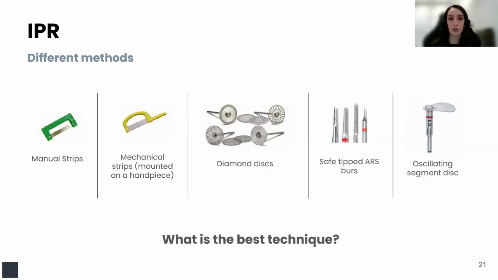For example, manual strips are very widely used. They are generally user-friendly and easy to use. And they are very helpful, especially for post-IPR contouring. However, their problem is that they are very time-consuming, and sometimes it can be difficult to reach posterior contact points while using manual strips. And this is because they are strips that the clinician is using with their fingers or with their hands. So it can be quite difficult to get that far back into the patient's mouth.